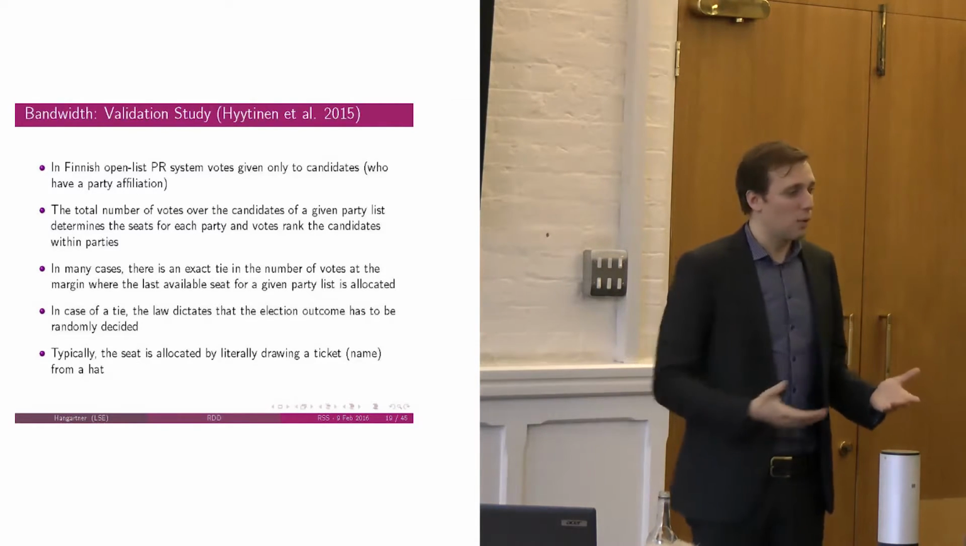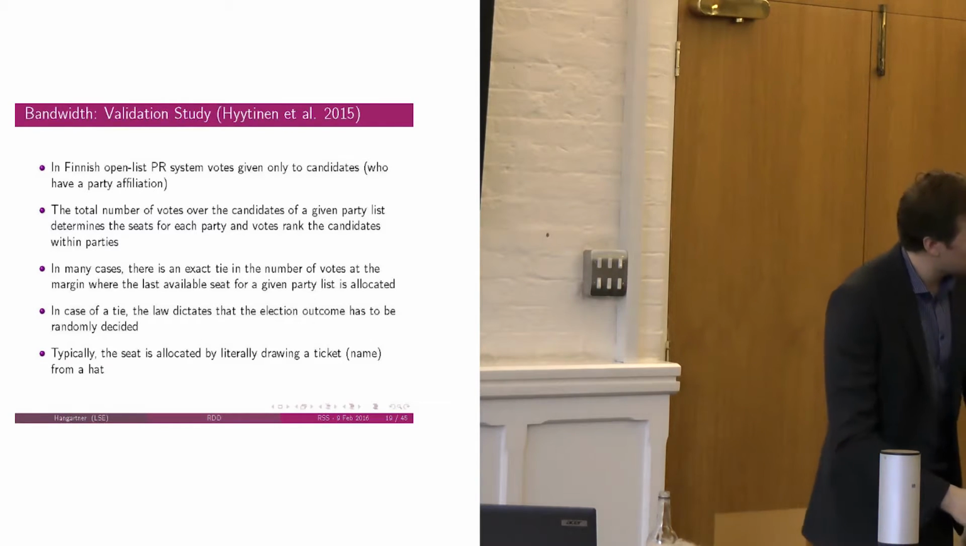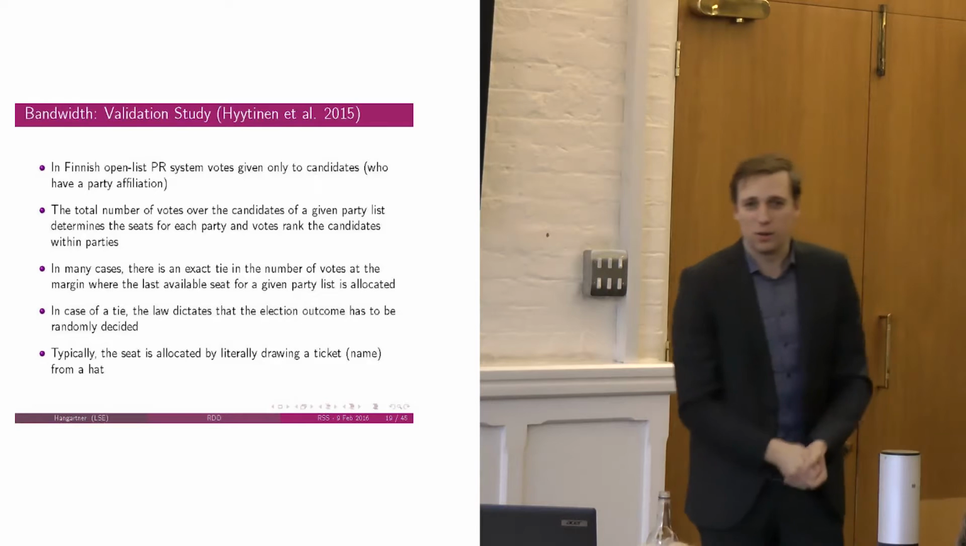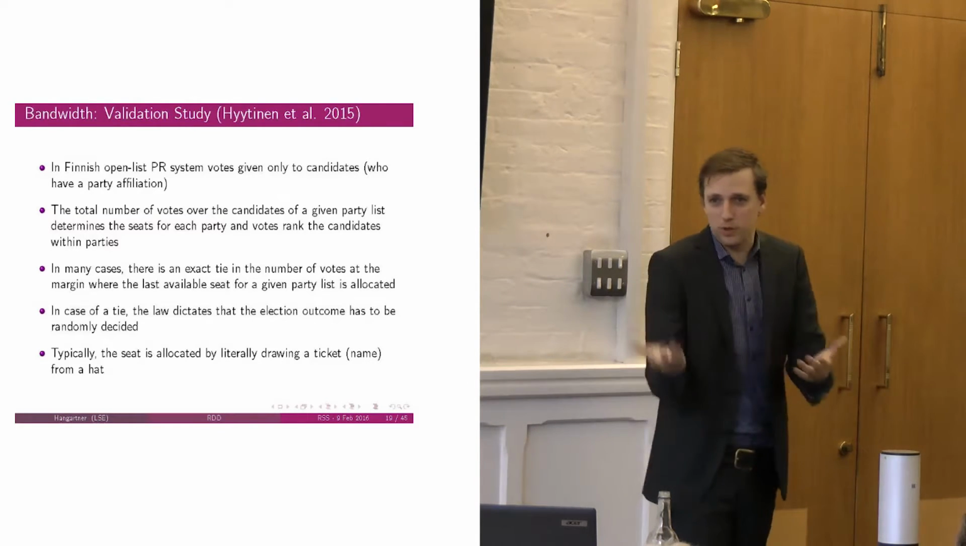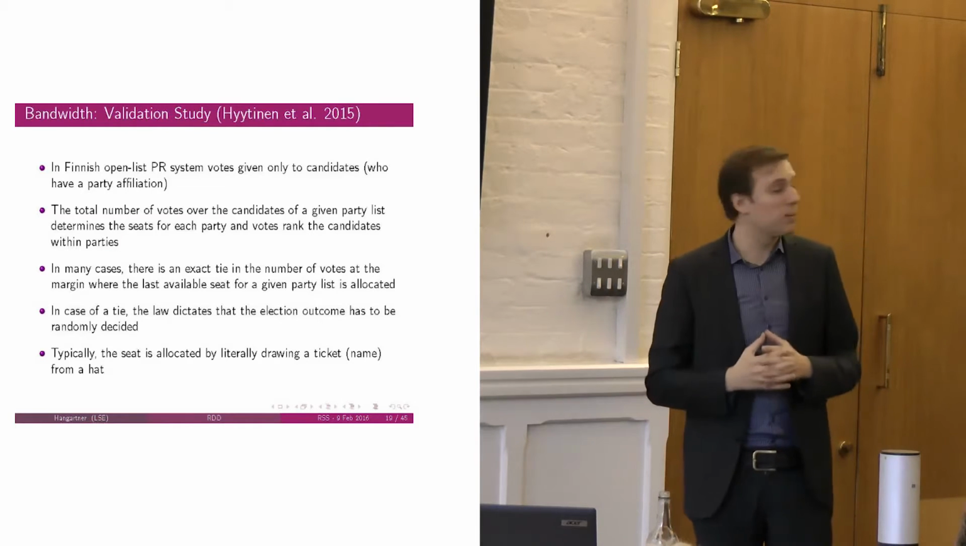So what happens? Well, what happens is that they put the names into a hat. I'm not making this up. Into a hat, and then they draw the winner out of the hat, and this person then gets in office, and the other person doesn't, right? So these really are random elections, right?